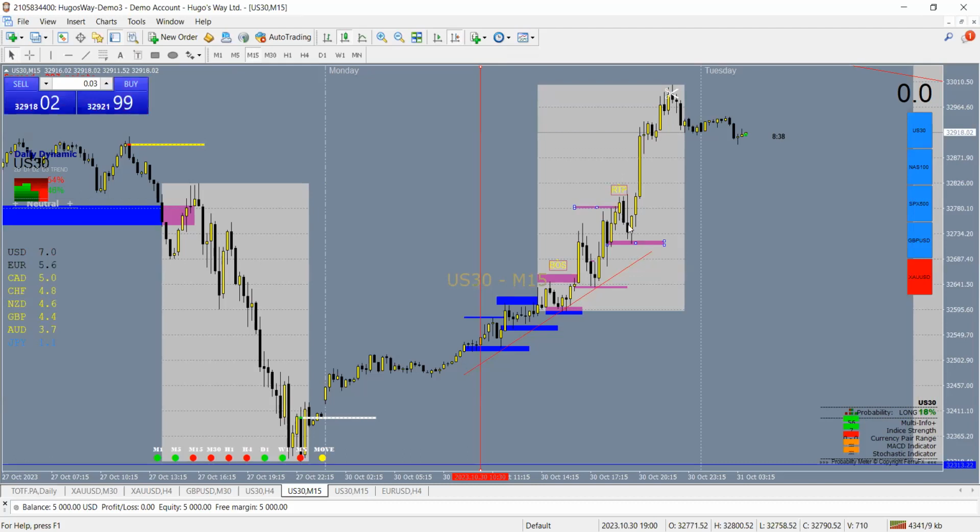All right, you see that? RTP entry down here on this candle. And as you can see, what does the market do at this point? It just takes off and takes out the orders. You see that? That's how the market works.